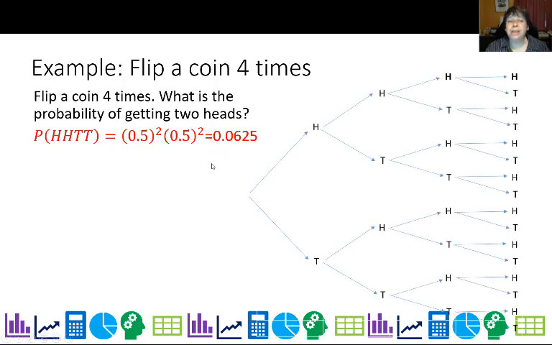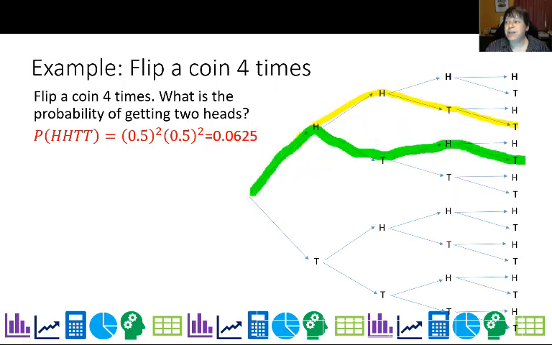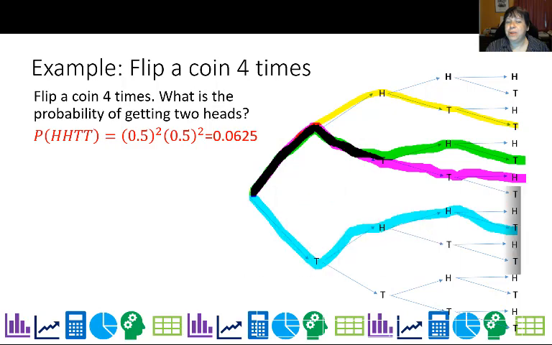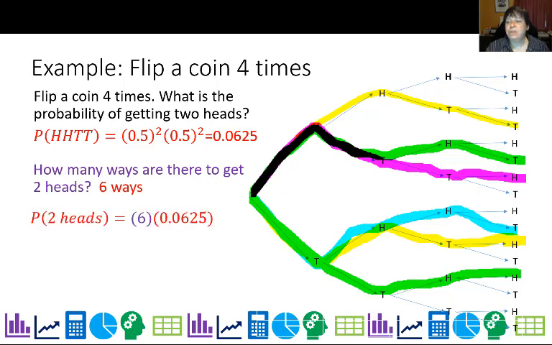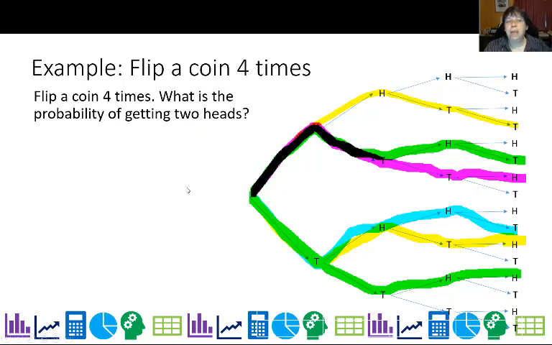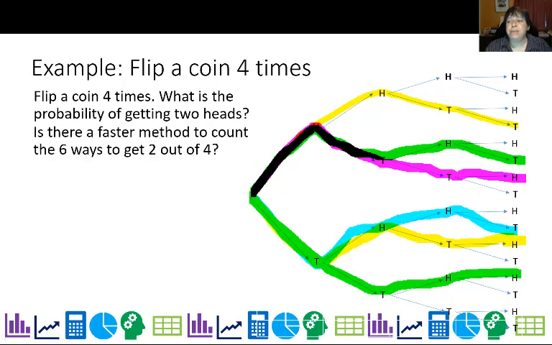Now, how many ways are there to get 2 heads? Well, I've got this way, that one. I'm counting 6 ways, all right? So all I have to do is take that probability that I calculated up here and multiply it by 6, and I get 0.375. Now, is there a faster method to count 6 ways to get 2 out of 4?